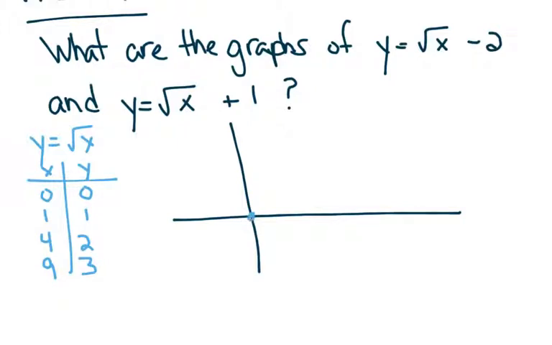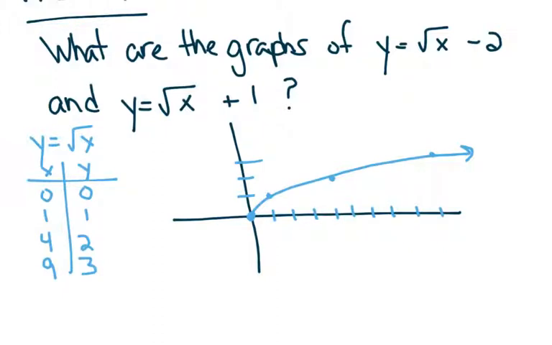So I know it goes through 0, 0. I know it goes through 1, 1. 2, 3, 4, 2. 5, 6, 7, 8, 9, 3. And that's probably good enough for now. This is the parent function of y equals the square root of x.